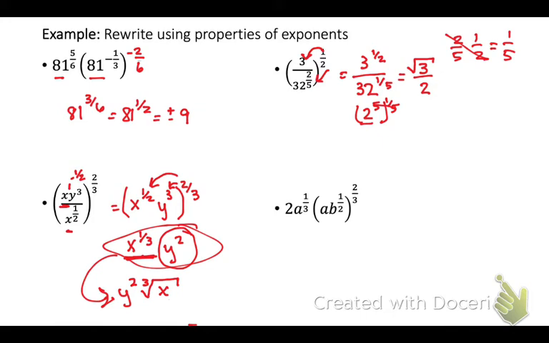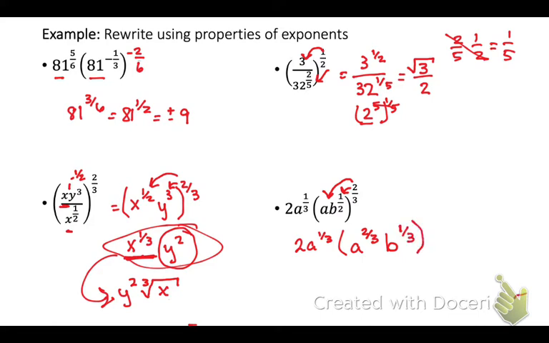Distribute 2/3. We're going to distribute the 2/3 into both, correct? So I have 2a to the 1/3 times a to the what? A to the 2/3, because there's a 1 on there, right? B to the 1/3, because the 2's reduce.